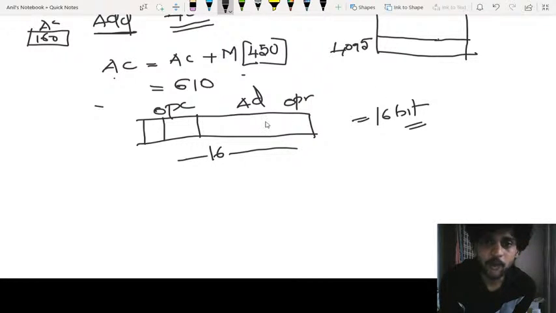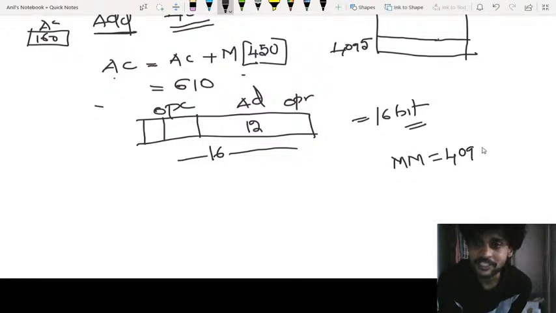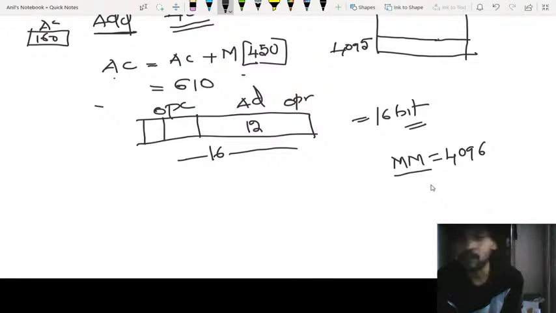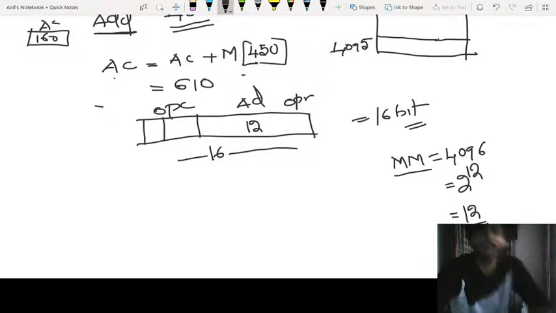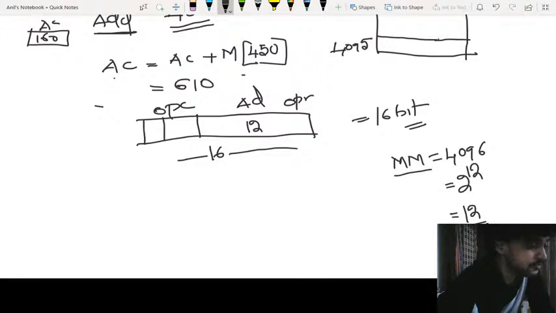This address of the operand will be equal to 12 digits because it is going to give you a memory address. Yes or no? A memory address must be equal to 12 digits because main memory is equal to 4096 words. The main memory size we have taken is 4096. 4096 is equal to 2 power 12, which means that memory requires a 12-digit address to represent any of the locations. Did I make myself clear?